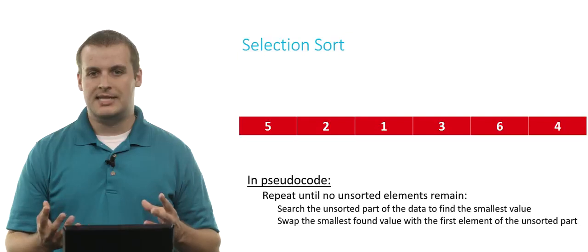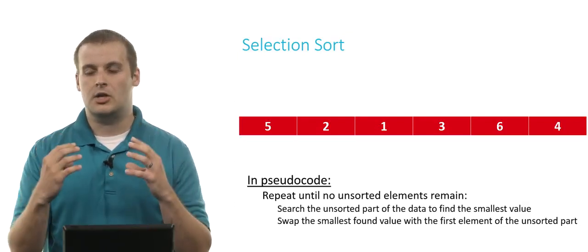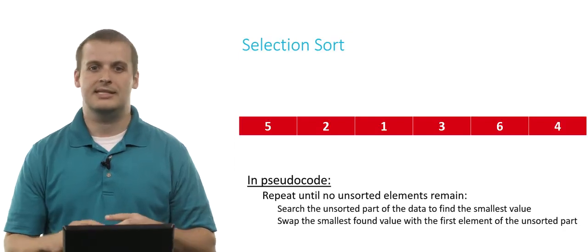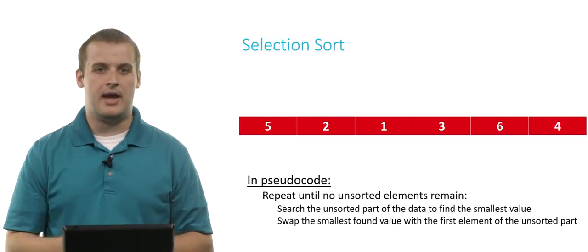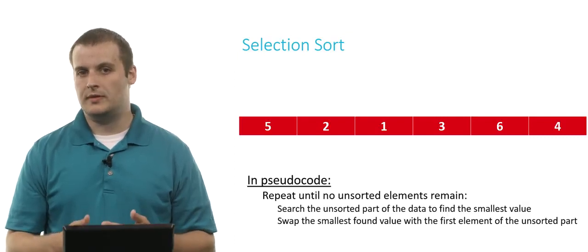So this, I contend, is an unsorted array, and I've indicated it by indicating that all of the elements are colored red. They are not yet sorted. This is the entire unsorted part of the array. So let's go through the steps of selection sort to sort this array.